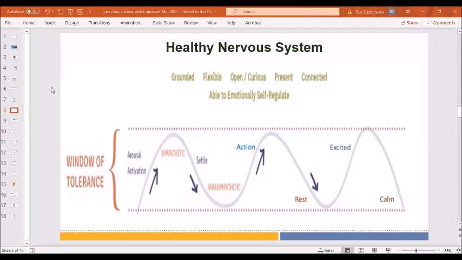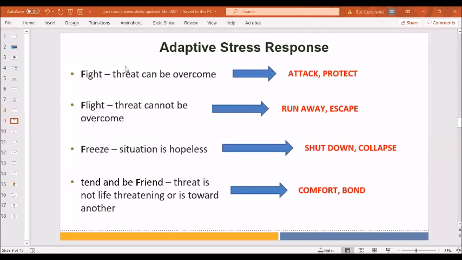So that's what the stress response has got to do with it when we feel a threat. The autonomic nervous system keeps us regulated. We're in that window of tolerance, but then we have a threat. If we feel the threat can be overcome, we go into fight mode, which is the attack and protect mode, or flight, we run away or escape. So fight or flight, that's the sympathetic side, the stress hormones.